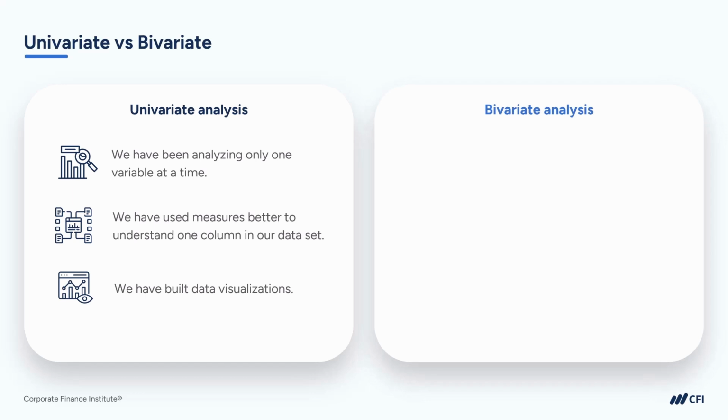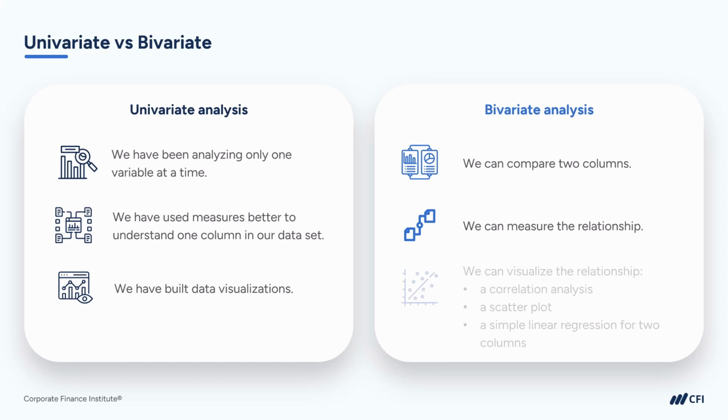Bivariate analysis is where we analyze two different variables together. We can compare two different columns from a dataset, or try to measure a relationship between the two. Similar to how we conducted our univariate analysis, we will calculate some measures about our data and also build some data visualizations as well. This includes running a correlation analysis between two continuous variables and creating a scatter plot to visually see the relationship between these variables. We will also run a simple linear regression for two columns, plotting a line of best fit on our scatter chart.